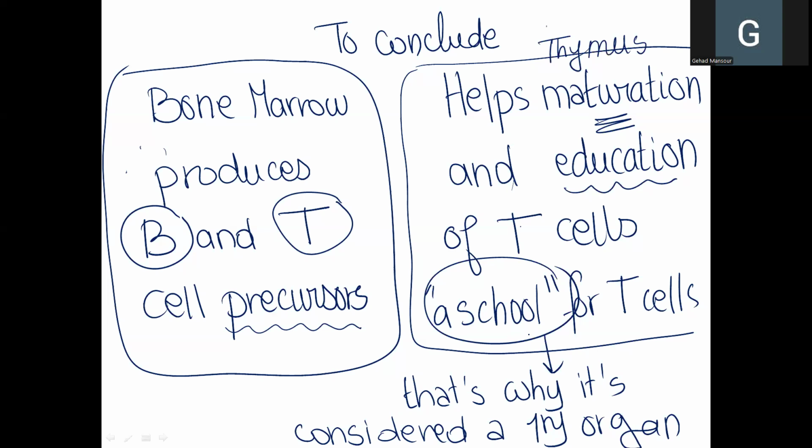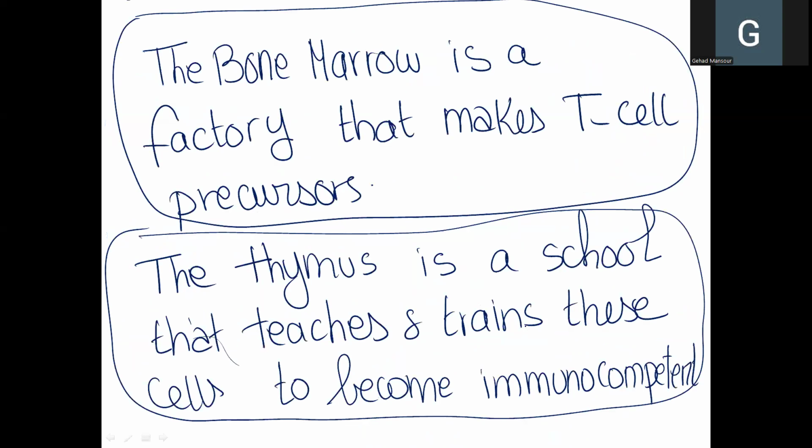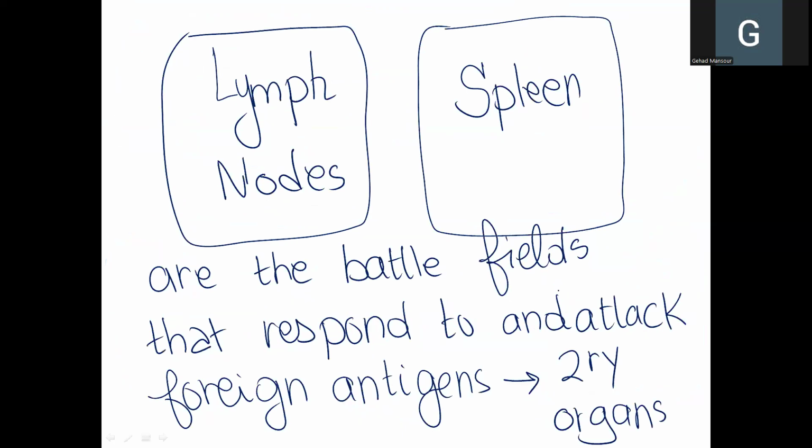And that's why, although it does not fit the first condition, which is production of lymphocytes, it fits the other one, which is teaching or educating the T lymphocyte. So the bone marrow is like a factory that produces the T cell precursors, and the thymus is like a school that receives those T cell precursors and teaches them how to become immunocompetent.